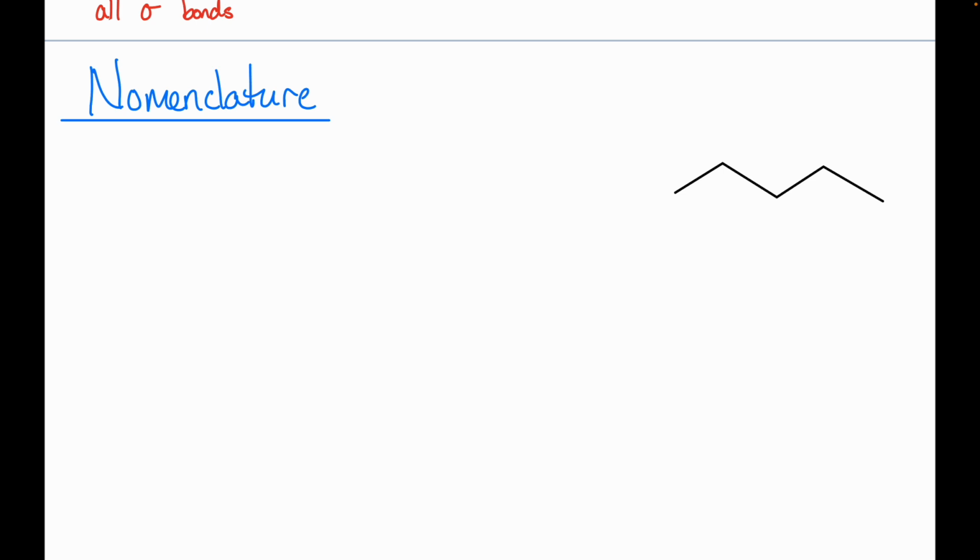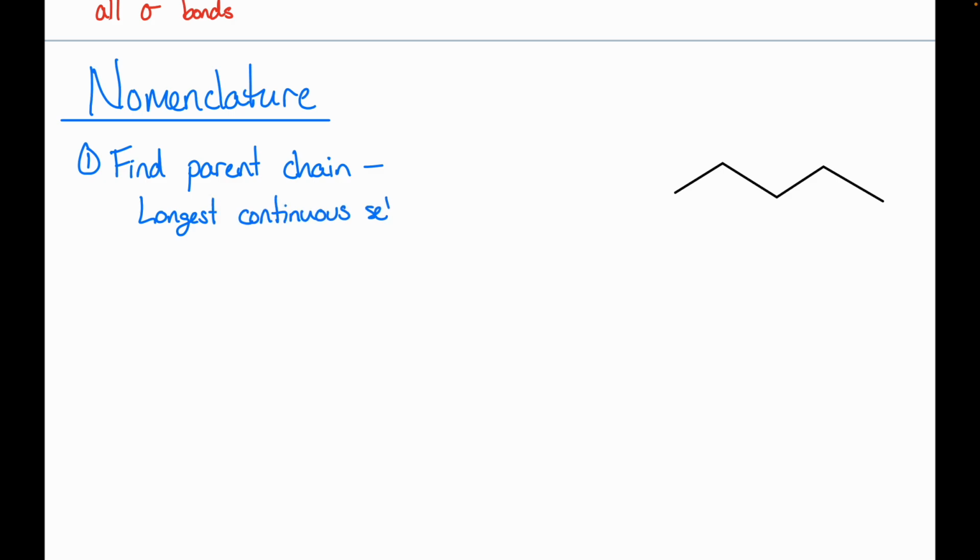We're always going to break this down into the same 4 steps for our nomenclature. Step 1 is you need to find what we call the parent chain. That's the longest continuous set of carbons.